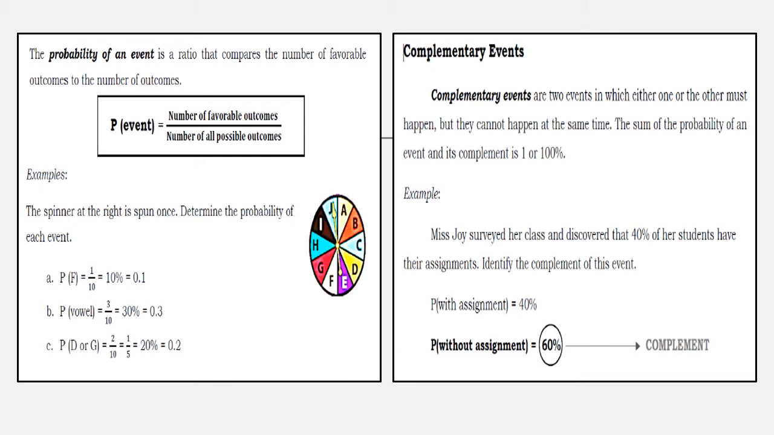Complementary events are two events in which either one or the other must happen, but they cannot happen at the same time. The sum of the probability of an event and its complement is 1 or 100%. Miss Joy surveyed her class and discovered that 40% of her students had their assignment, and identified the complement of this event. So, with assignment 40%, therefore without assignment is 60%, total of 100%.